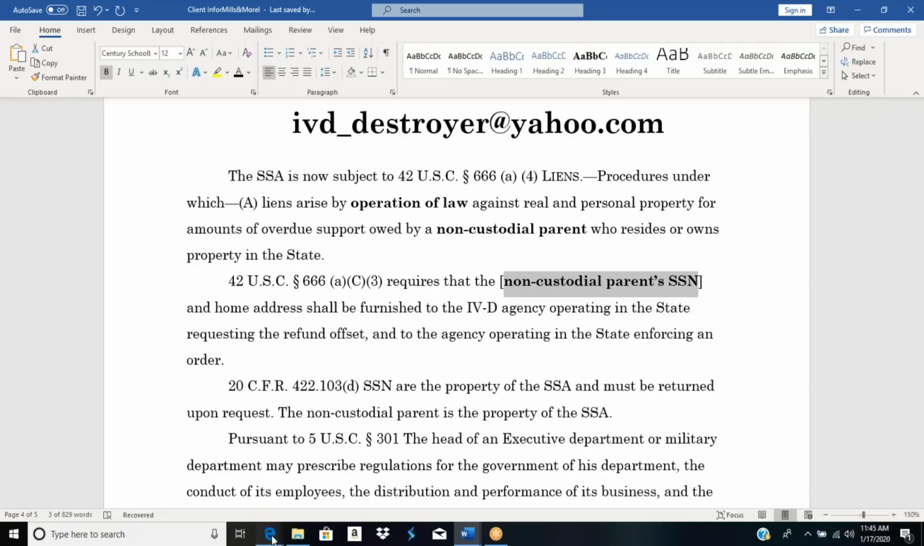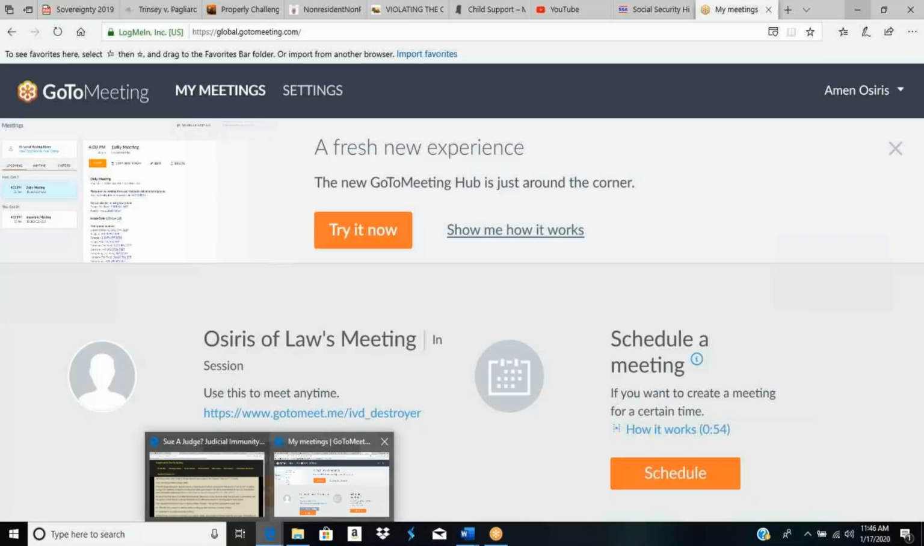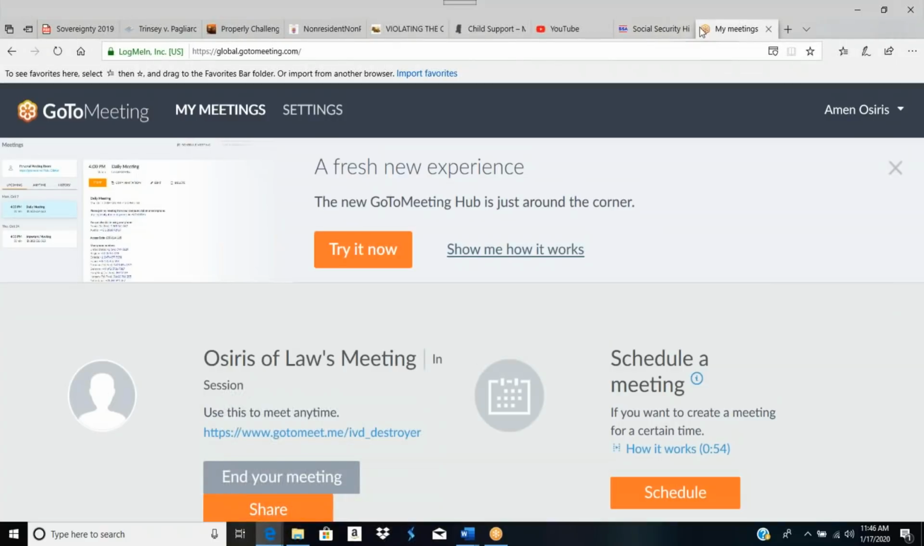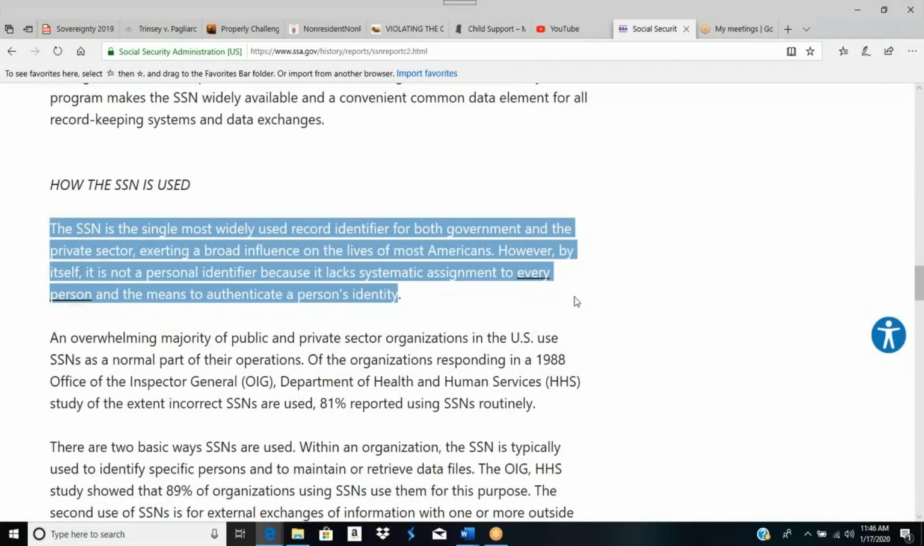And gentlemen, just so you're aware, where is it at? All right. Social Security numbers. This is from the Social Security Administration. However, by itself, it is not a personal identifier because it lacks systematic assignment to every person and the means to authenticate a person's identity. So you are aware, Social Security numbers are not identity numbers.